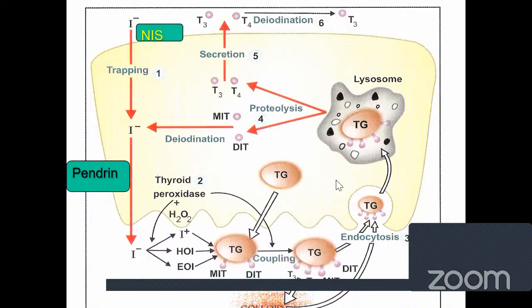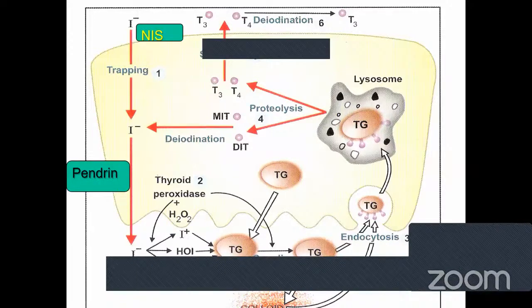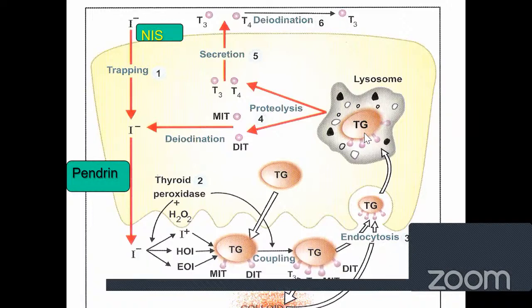Then the next step, whenever there is release of thyroid hormones from the gland, what happens is that endocytosis. Endocytosis is nothing but taking up of those thyroid molecules into this particular cell. It will be again taken inside. It will be acted upon by protease enzymes. So there will be proteolysis, and we will be getting the T3 and T4 hormones, which will be secreted out.